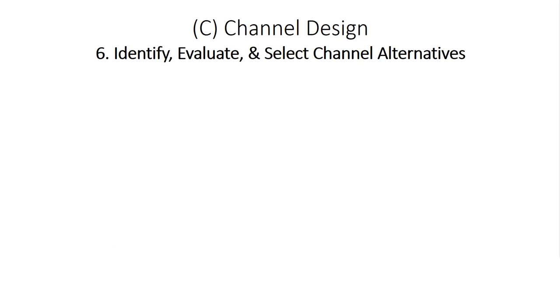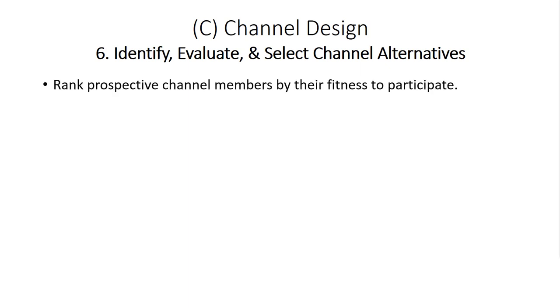The final step in the channel design is to identify, evaluate, and select channel alternatives. So to do this, consider the following steps. First, rank prospective channel members by their fitness to participate. So how good are they? And how appropriate are they? There might be some prospective channel members who rank so low that you just won't even want to work with them, even if this means moving away from a preferred channel design that might have seemed ideal. Remember that the channel is made up of its organizations and people. And the weakest link may mean low effectiveness and/or low efficiency.